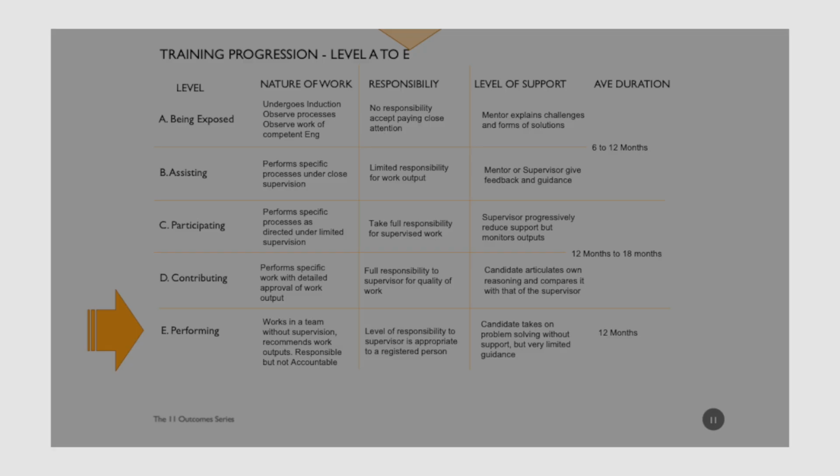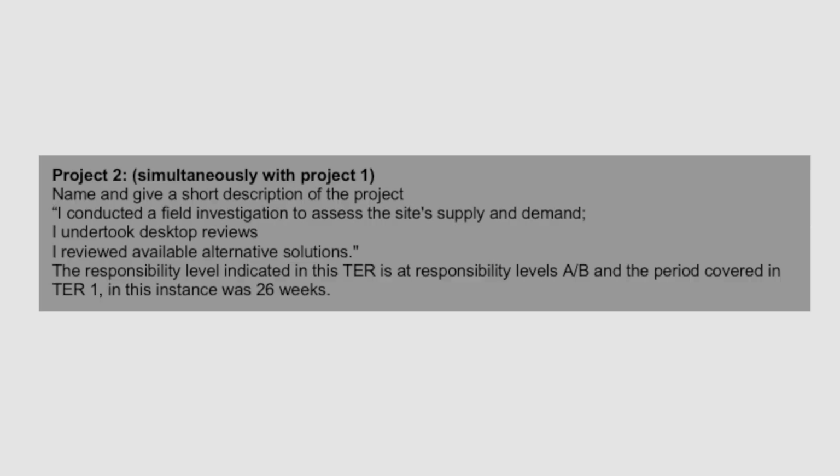As you can see, it's level A, B. It's being exposed to the environment. I've shown the chart before of what the various levels look like. Now, this is interesting. Project number 2, simultaneously with project 1. In other words, I'm not adding it. I'm not creating another period. I'm not doing any of that because that will overlap, and you cannot overlap.